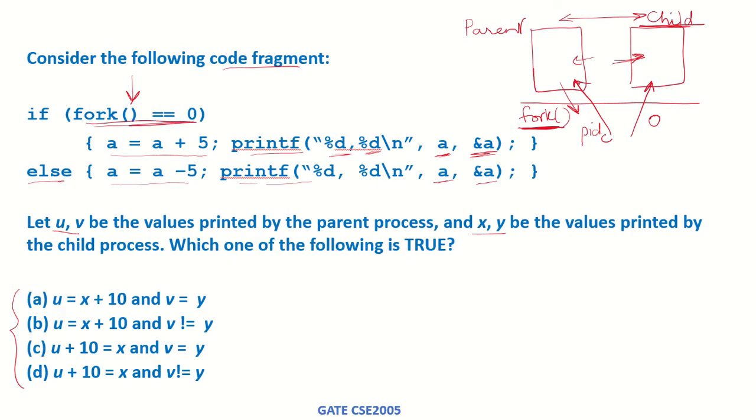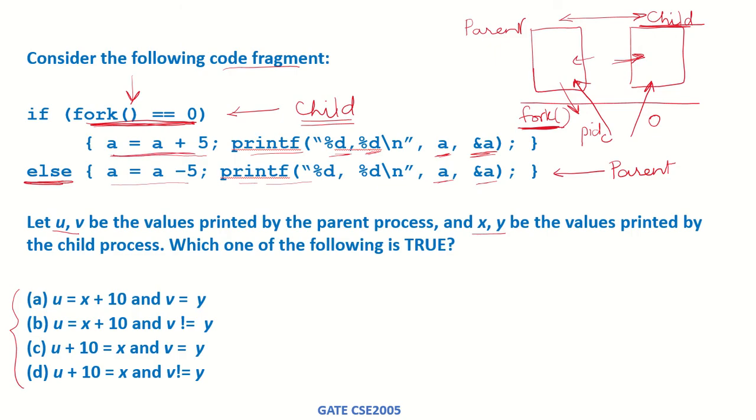If fork is equal to 0, that means whatever value was returned from this fork system call, it is equal to 0. That means over here we are talking about the child environment. Else, that means if fork is not equal to 0, the value that was returned is not equal to 0. That means this is the part of the parent environment. So let's take a look at the child.